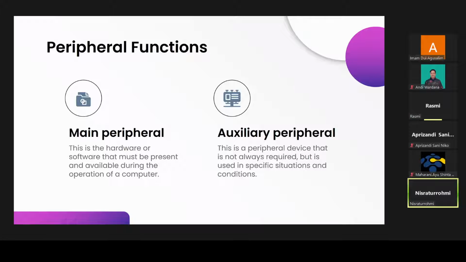Okay, thank you. Peripheral device is an internal or external device that connects directly to a computer or other digital device, but does not contribute to the primary function, helping the user instead. One is the essential peripheral, hardware or software that must be present and available during the operation of the computer. Two is the auxiliary peripheral. This is a peripheral device that is not always required, but is used in specific situations and conditions.